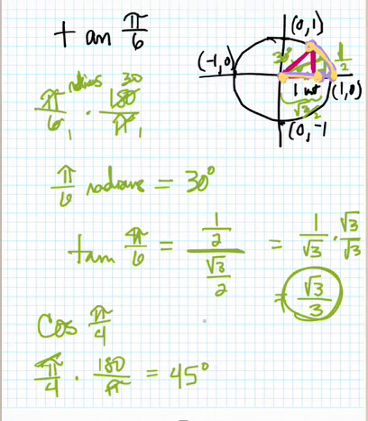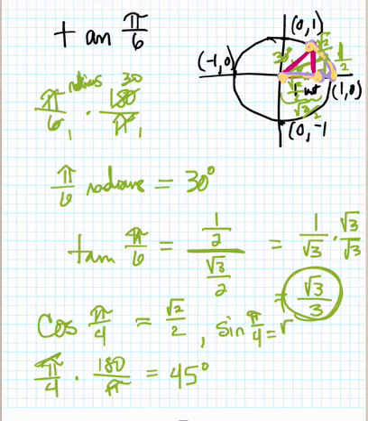So basically I know it's an isosceles triangle, so I know it's going to be radical 2 over 2 and radical 2 over 2. So the cosine of pi fourths is radical 2 over 2, the sine of pi fourths is also radical 2 over 2, and the tangent of pi fourths is going to be 1. And the cotangent, secant, and cosecant are just going to be the reciprocals of those. Hopefully that makes sense for that one.